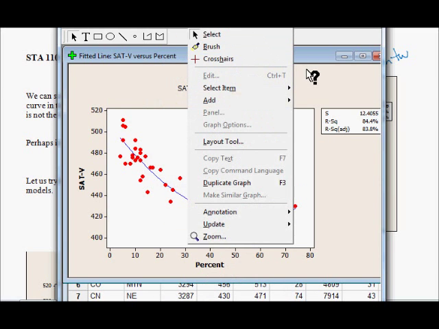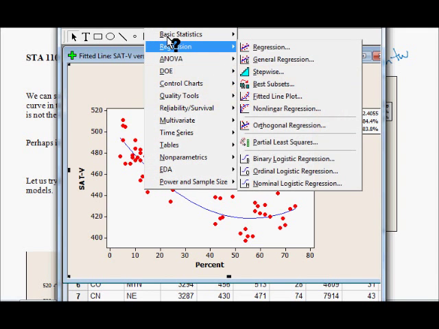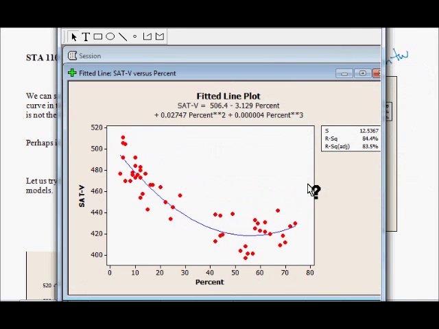Notice it's a quadratic because here I've got percent squared. That makes it quadratic. It's got a squared term in there, the x squared, percent squared. If I now do it with the cubic rather than quadratic, notice now it has a percent cubed term in there. So it's a cubic.